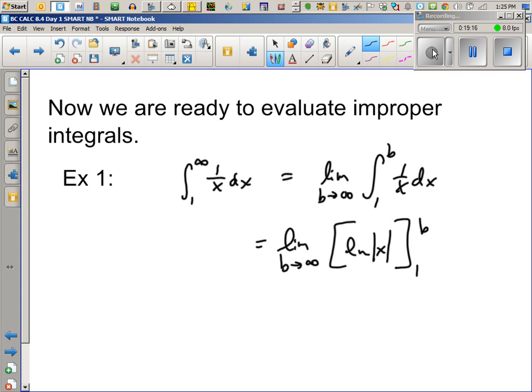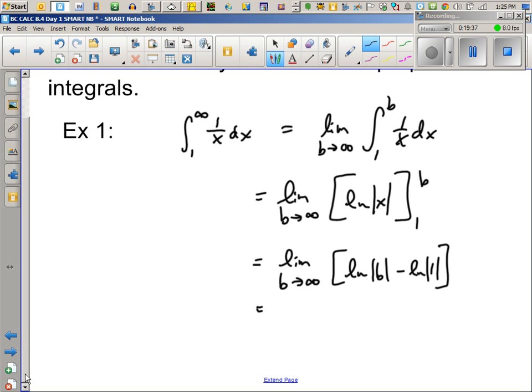Now you can see why I didn't want you having infinity here. You've got to plug these guys in. Okay, so the antiderivative is ln b minus ln 1. Absolute value 1, technically. What is ln 1? 0, correct. Good. Okay, so this problem came out to this. Limit as b goes to infinity, ln b.